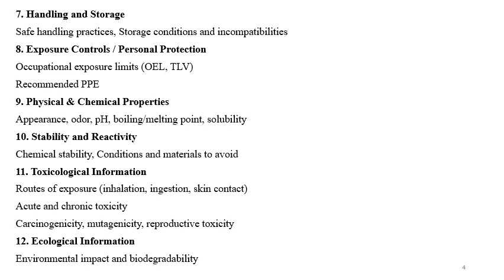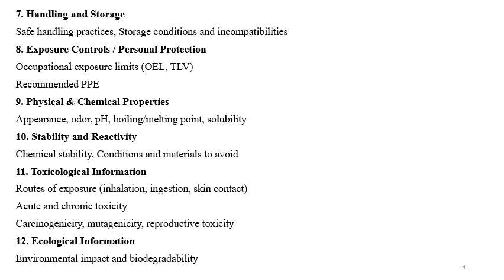Physical and chemical properties like appearance, odor, pH, boiling and melting point, and solubility are given. Stability and reactivity. So chemical stability, conditions and materials to avoid. Toxicological information is given in MSDS as it is a safety document, or you can say material safety data sheet.